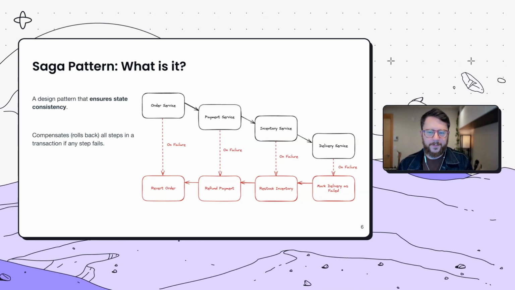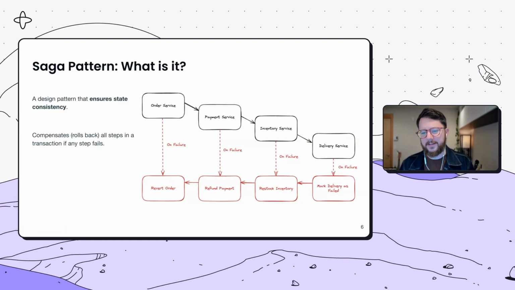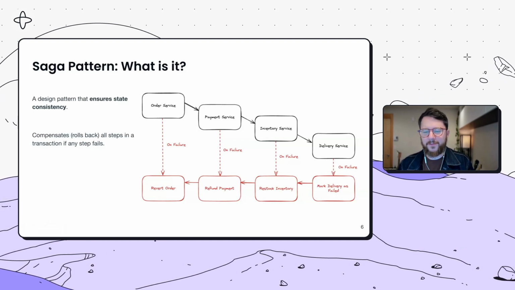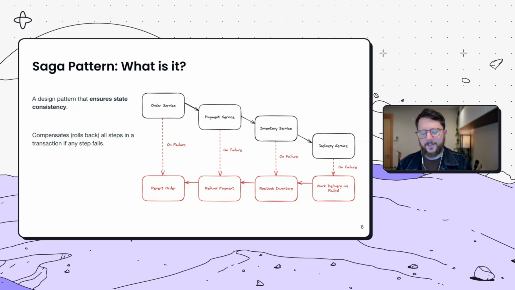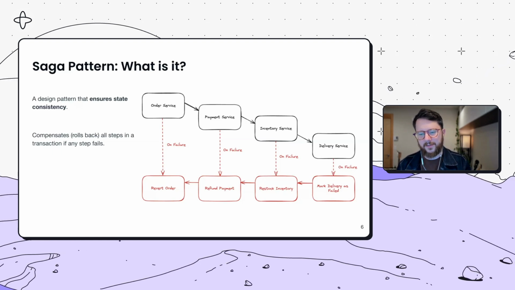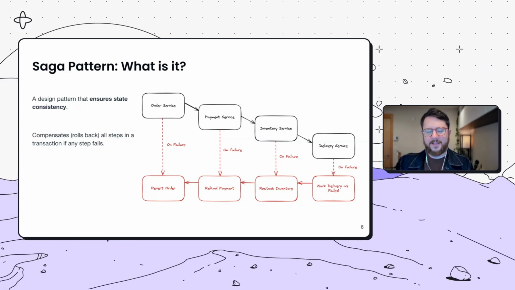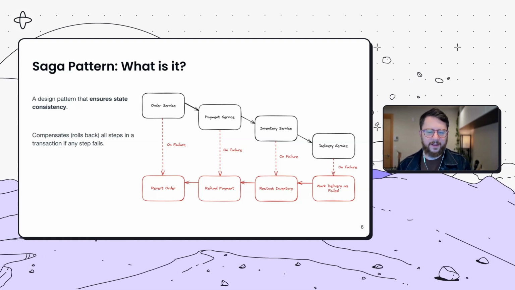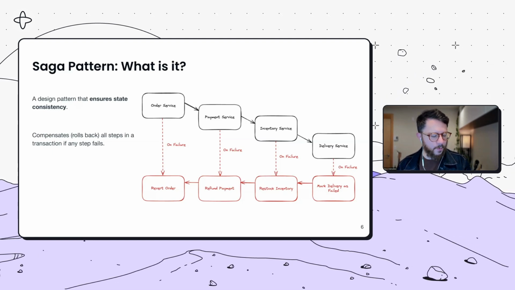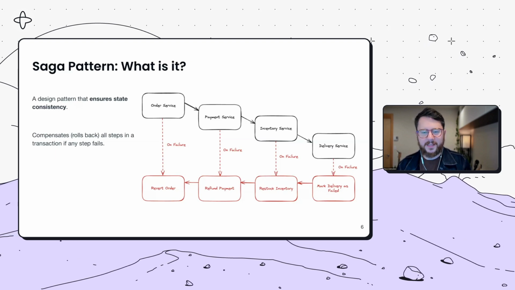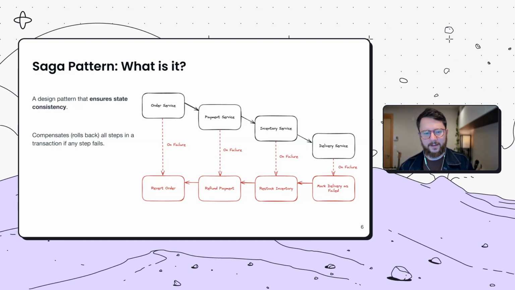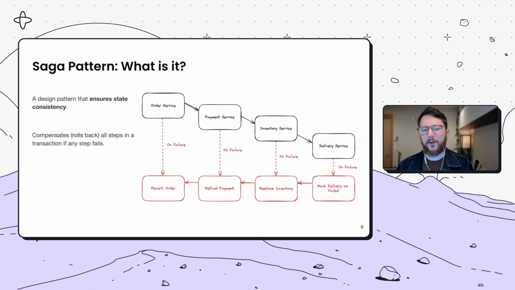And the thing that's unique about Saga is even if these steps, this happy path here in the top half, the order service, the payment service, the inventory service, or the delivery service, even if these steps don't succeed or a particular step fails, you want the system to end up consistent at the end. And the way that happens is through a series of compensations or rolling back steps in the flow or in the transaction.